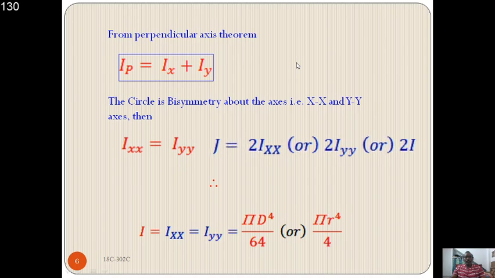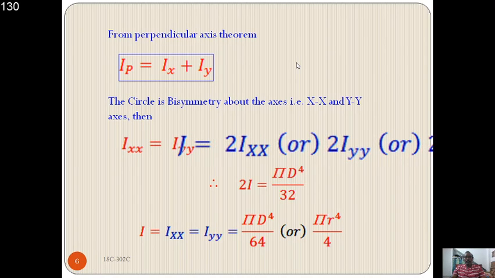Now for this case, 2I is equal to pi d to the power of 4 by 32, which was derived in the previous slide. The same is used, so I is equal to pi d to the power of 4 by 64, because it is to be divided by the 2, then you will get the 64. When d is converted into r, it would be pi r to the power of 4 by 4.